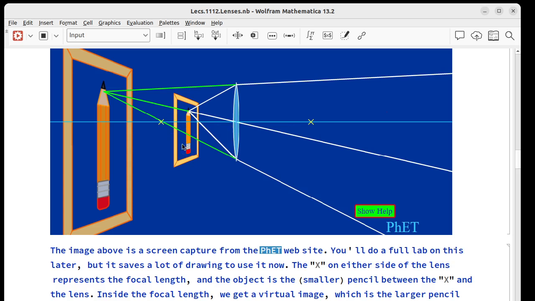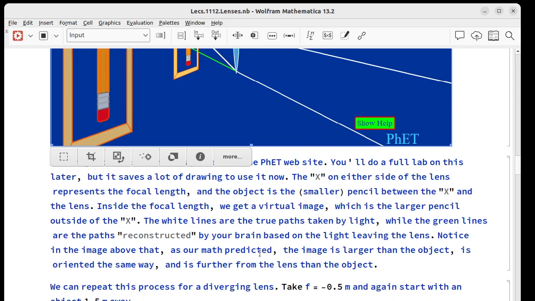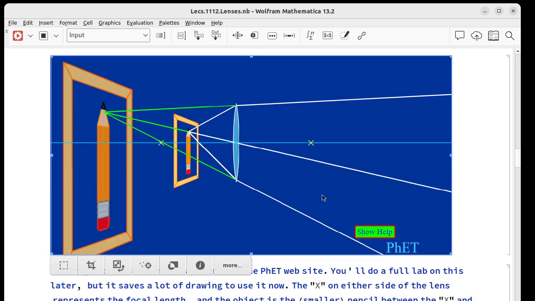When we move the object here, the little thing, inside the focal length, notice the light spreading out from it is still spreading out after it leaves the lens. Not as much, but it's still spreading. Your eye tracks backwards along there and says, okay, that's where the point of the pencil really is. If you do that all along here, you'll get a bigger image than your object. So this is kind of an easy way to visualize it.